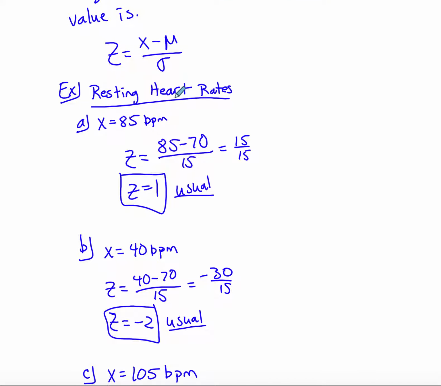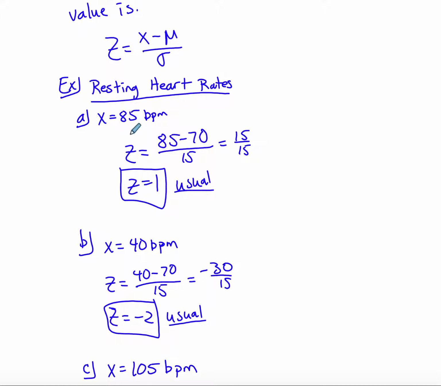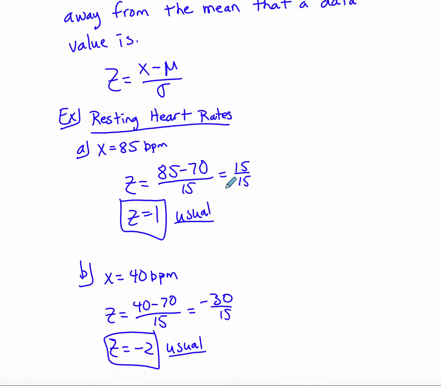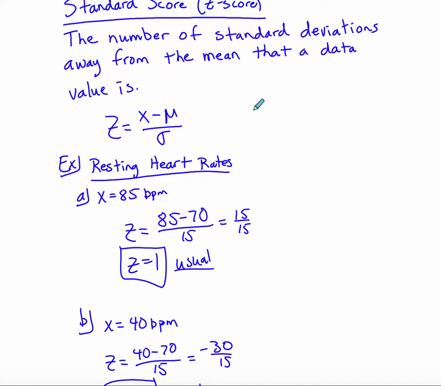So as an example, if we have a resting heart rate of, let's say, 85 beats per minute, then it's going to be 85 minus 70, the mean, divided by 15. 15 divided by 15 gives me a Z of 1. The Z of 1 is considered usual because, again, if we're outside two standard deviations, we're unusual. So -2 to 2 is the usual value. It means it's usual.